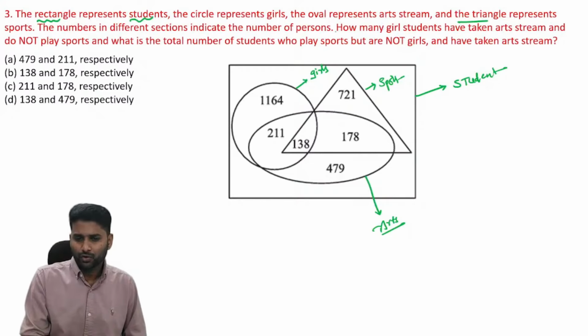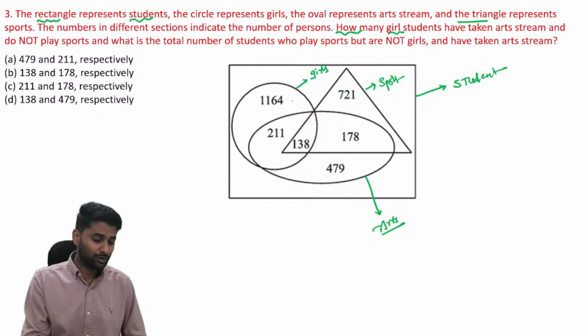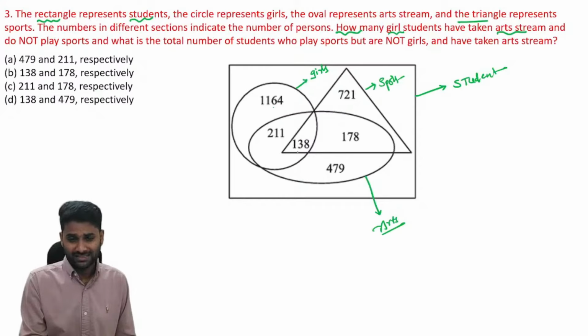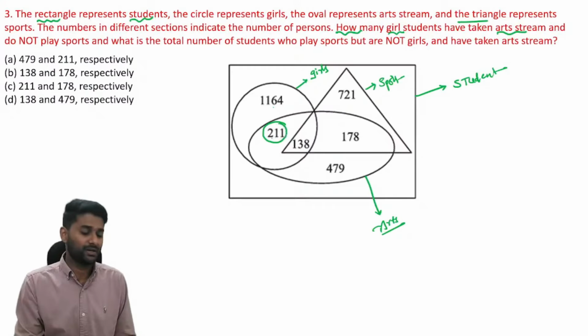Okay. Now the question, you have to answer this question. How many girls? We need girls. How many girls are there especially? So this is the total information about girls. 1164, 211 and 138 all belong to the girls themselves. But my question is not about the girls. Then how many girl students have taken the art stream? We need girls who have taken the art stream. So the art stream is all about the oval and the circle, where the oval and circle intersect.